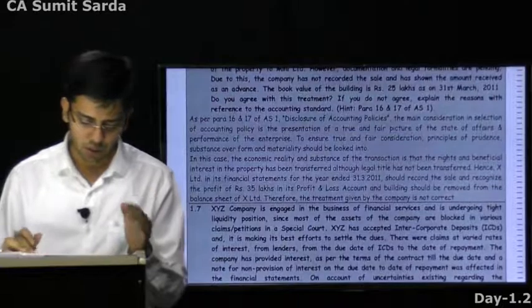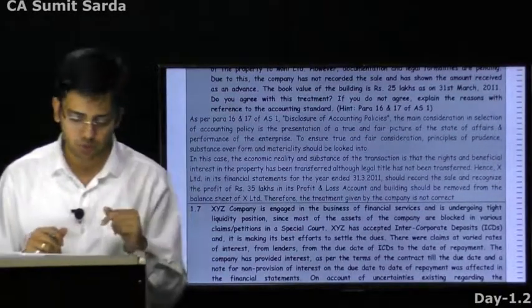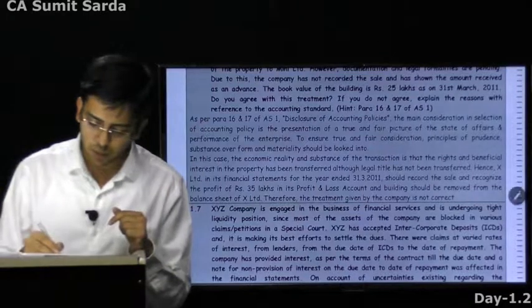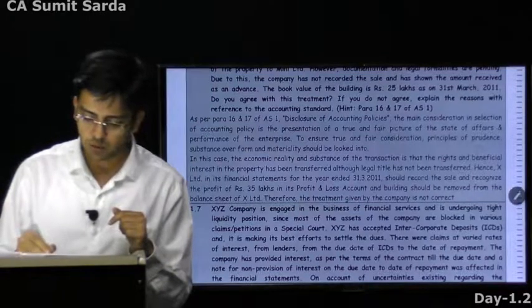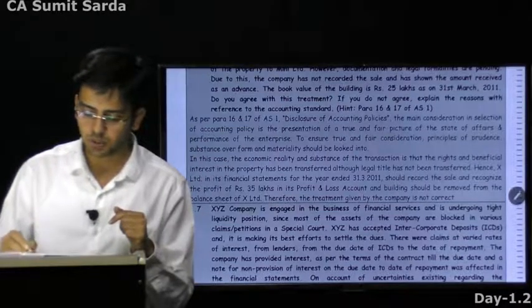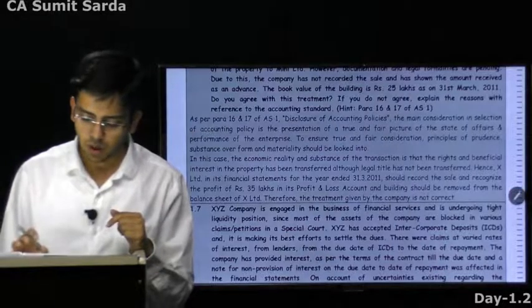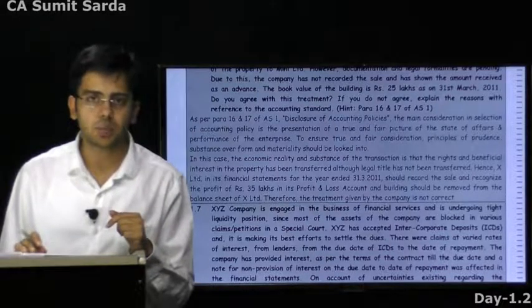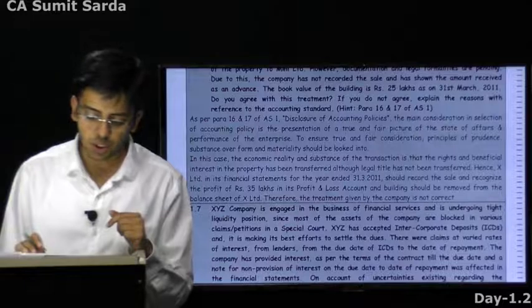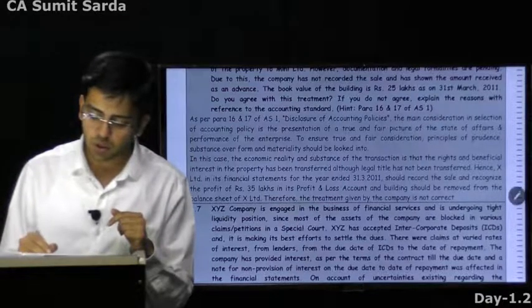First one, I think first line, not visible over here, please refer the notes. X Limited sold building to Mini for 60 lakh. X has sold the building for 60 lakh on 30th September 2010 and gave the possession. You purchased the building, you gave the possession. However, documentation and legal formalities are pending. That means it has not been registered in the name of Mini Limited till now. Due to this, company has not recorded any sale.